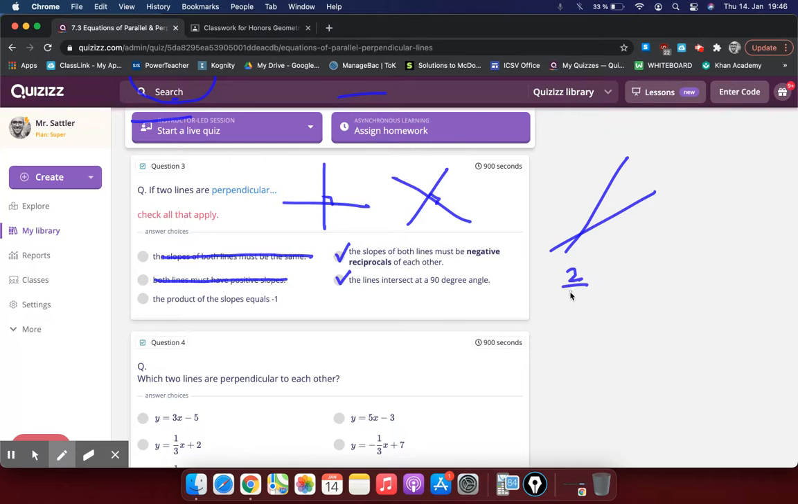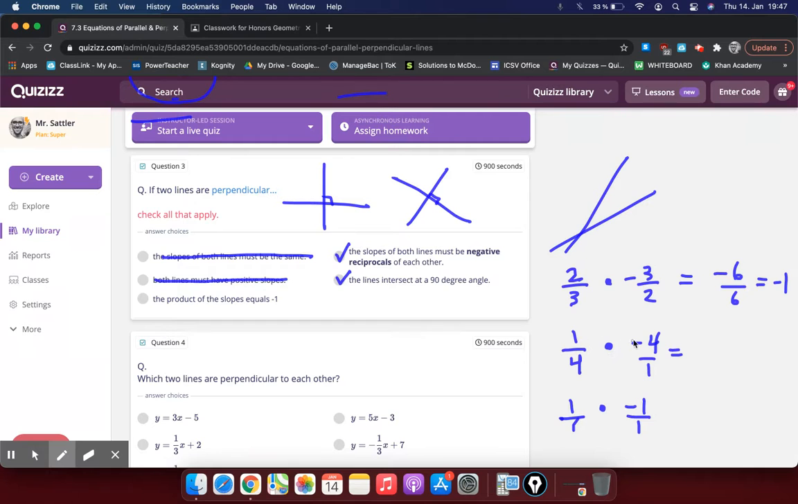So example of that would be 2/3 and negative 3/2. Or we could have 1/4 and negative 4/1. Or even 1 and negative 1 are negative reciprocals of each other. And notice what happens when we multiply these together. 2 times negative 3 is negative 6, and 3 times 2 is 6. So this equals negative 1.